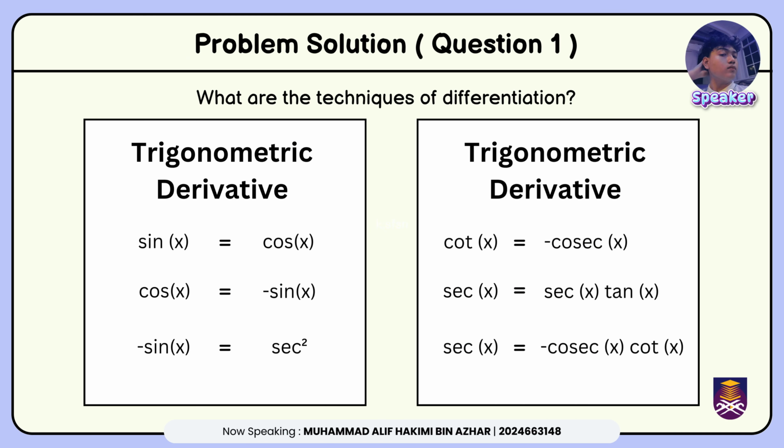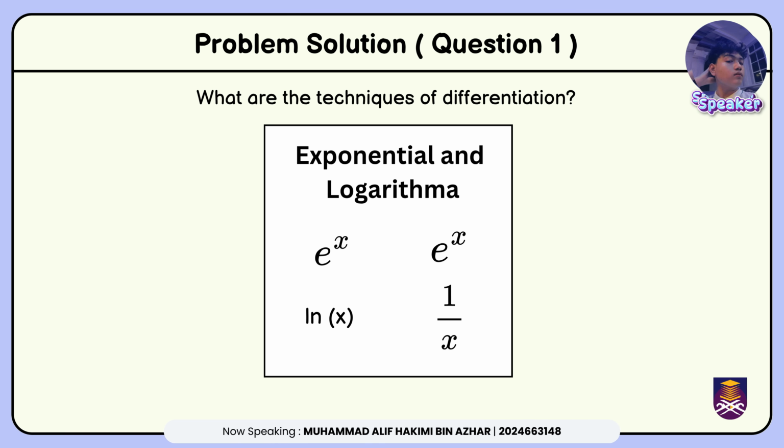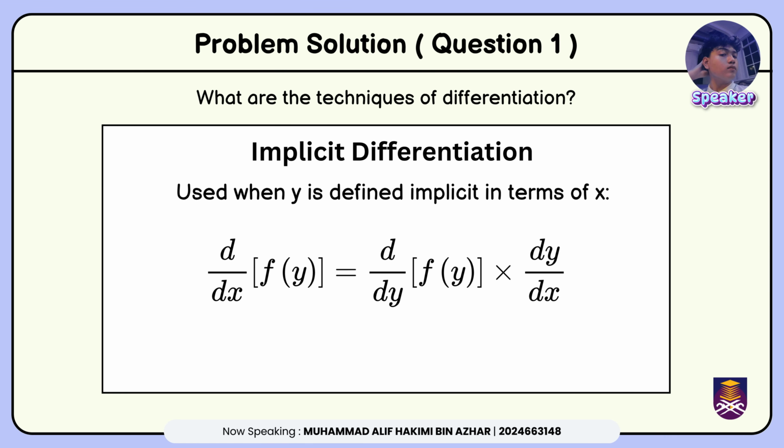Trigonometric functions, for example, the derivative of sin x is cos x. For exponential and logarithmic functions, e to the power of x stays the same when differentiated. The derivative of ln x is 1 over x. And lastly, implicit differentiation is used when y is defined implicitly in terms of x.